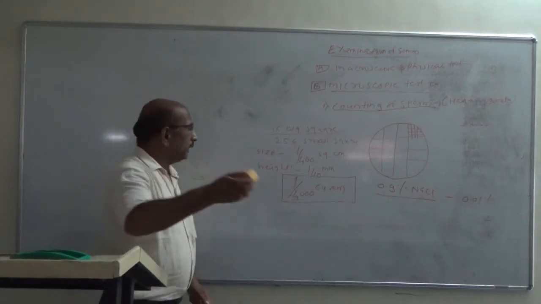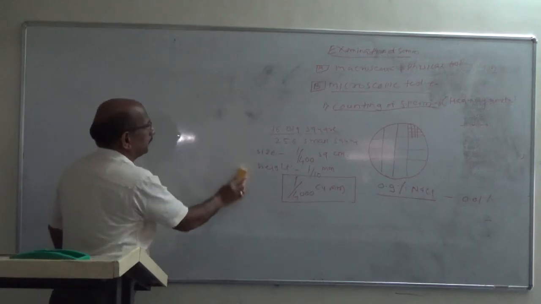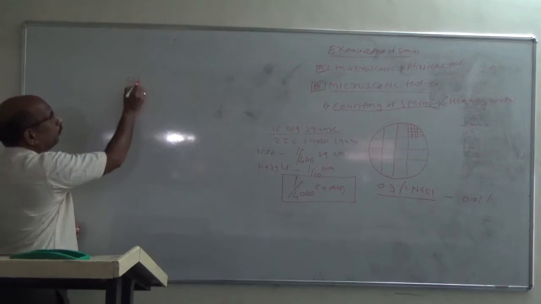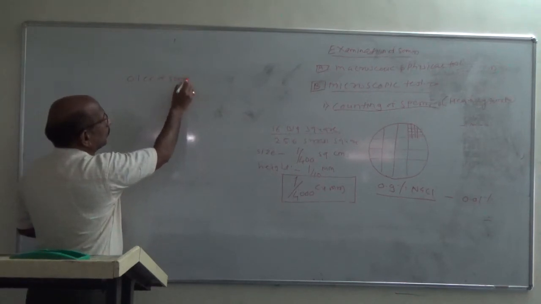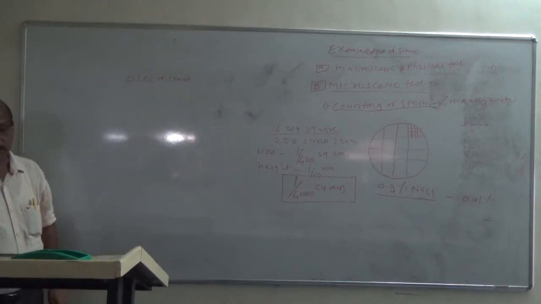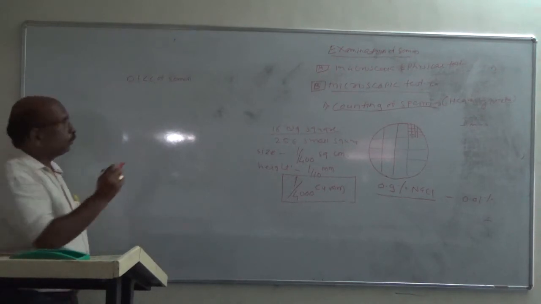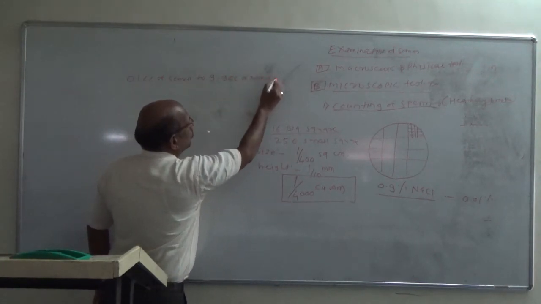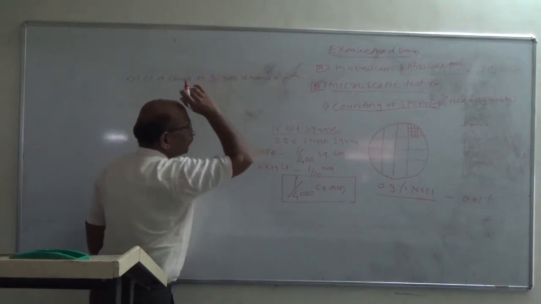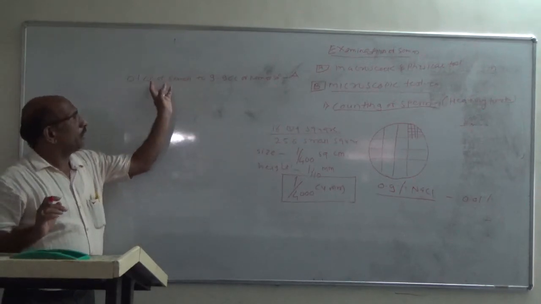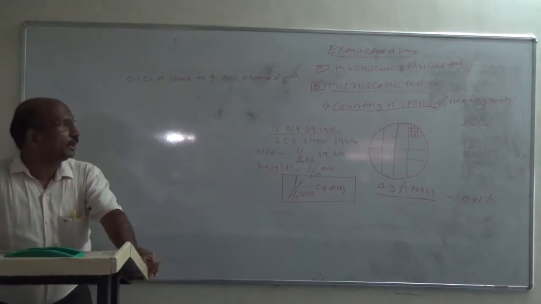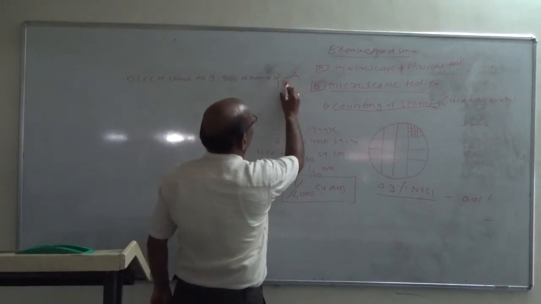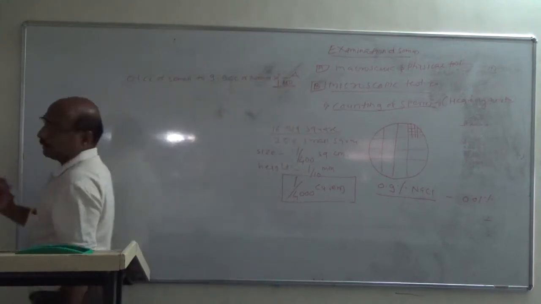Firstly, the dilution is made with 0.1 cc of semen added to 9.9 cc of normal saline solution. The ratio is about 1:100. Suppose this is A.